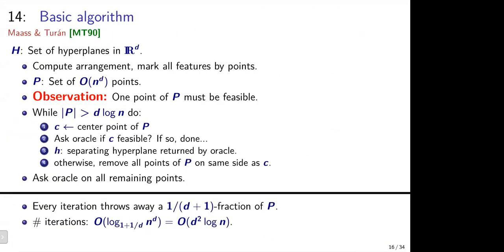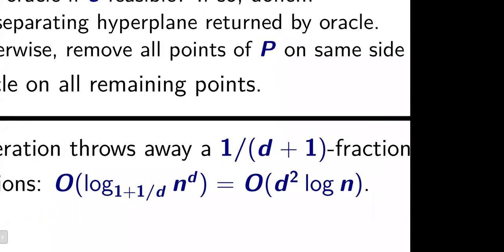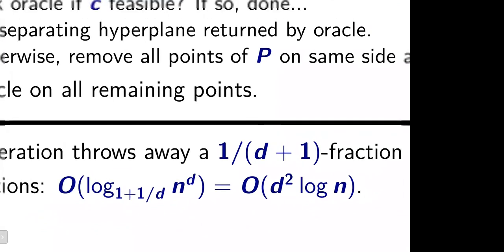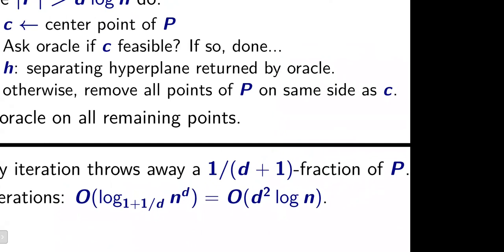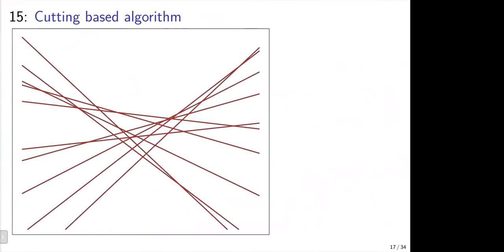As far as the number of queries, the key observation is that in every iteration, either we found a feasible point and we are done, or we throw away roughly a 1/d fraction of the points. So as such, the number of queries is this expression here, right? We reduce the points by a fraction of 1 minus 1/d in every iteration. So after d iterations, the input size shrinks by 2. So after d squared log n iterations, we will be done. Okay. That, of course, as I said earlier, is a pretty bad algorithm because computing the center point exactly is pretty slow.